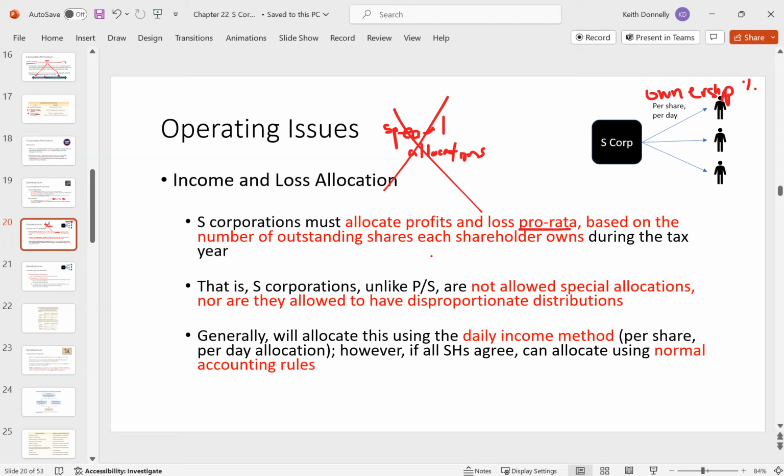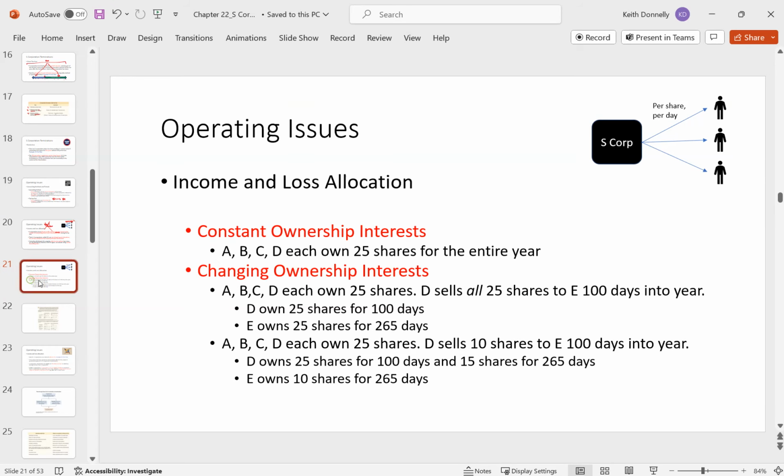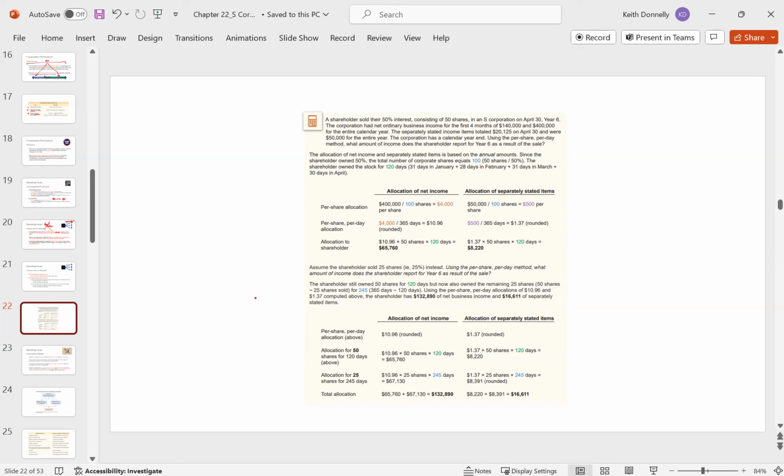Now, how do we figure out this ownership percentage? We know that profit and loss, income and loss have to be allocated pro rata. So what you're going to do here is the daily income method. That's going to be the general rule. However, you also can use normal accounting rules. In this framework, a couple things here. You can have constant ownership interest or you can have changing ownership interest. This one's a little bit easier to look at through an example.